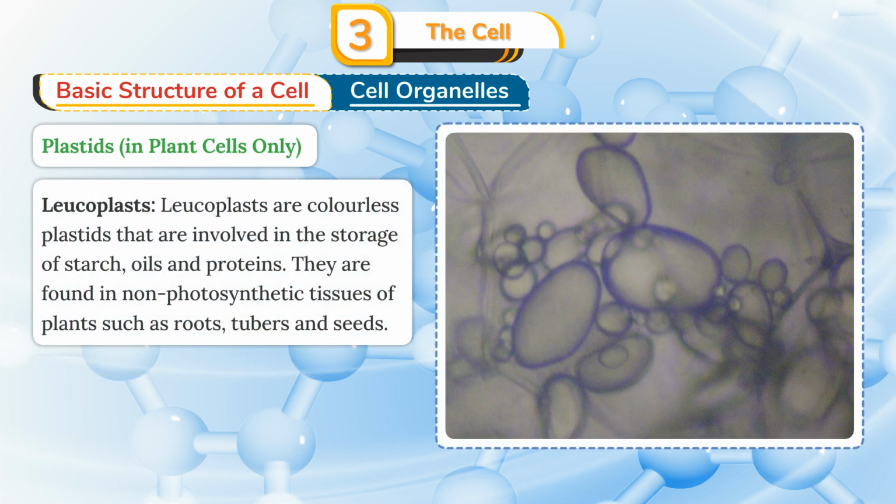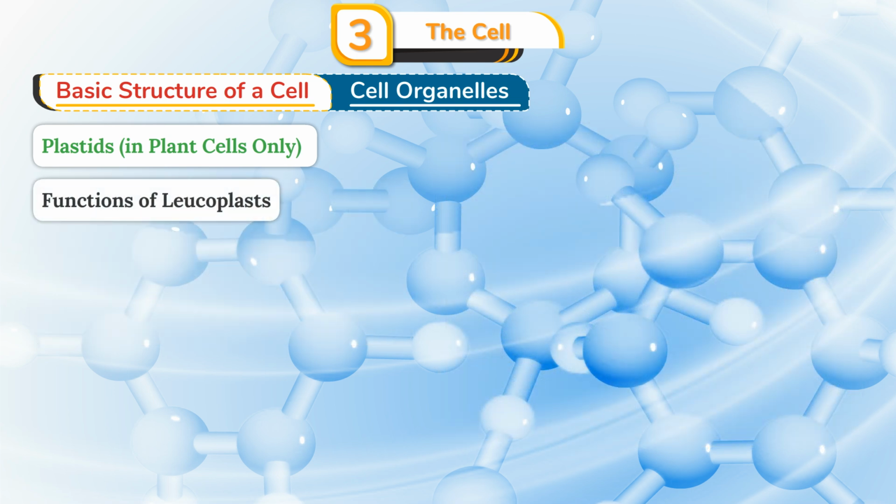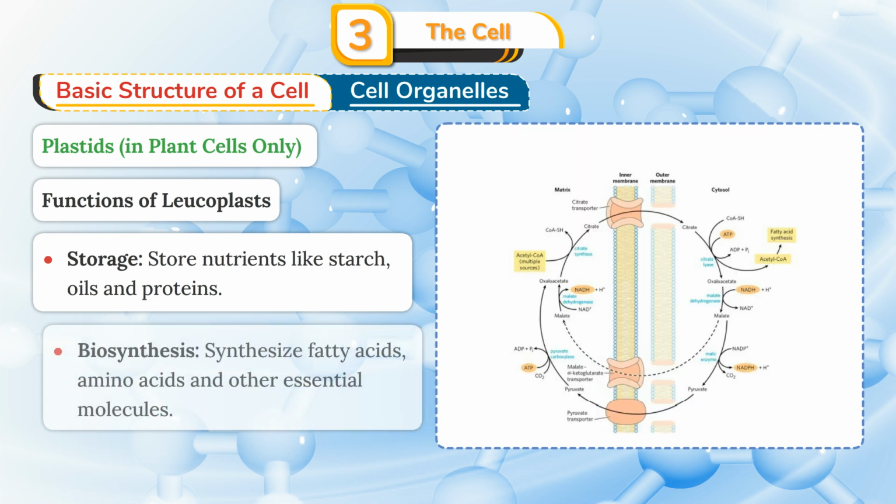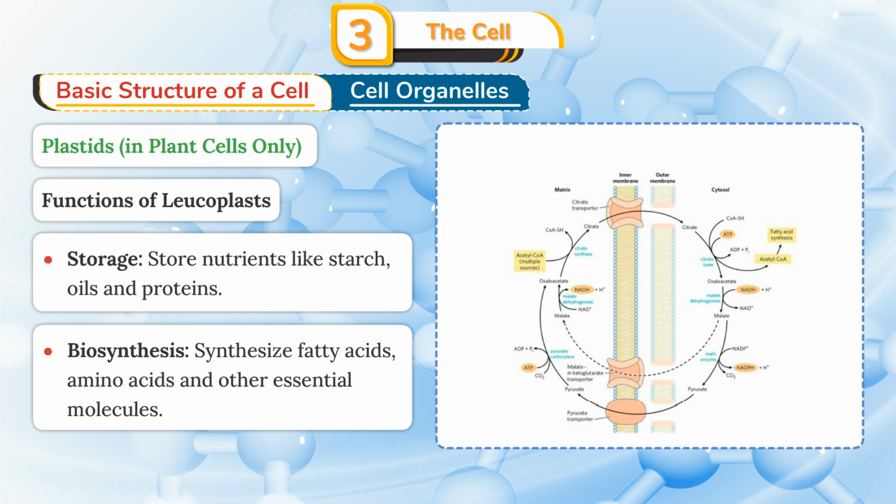Leucoplasts. Leucoplasts are colorless plastids that are involved in the storage of starch, oils, and proteins. They are found in non-photosynthetic tissues of plants, such as roots, tubers, and seeds. Functions of leucoplasts. Storage: store nutrients like starch, oils, and proteins. Biosynthesis: synthesize fatty acids, amino acids, and other essential molecules.